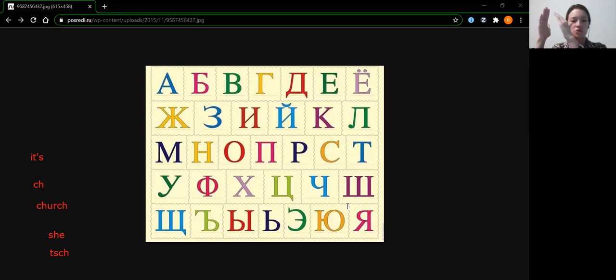So when you say sh, your tongue is somewhere here. And when you say the Russian one, your tongue is moving down again. You just say sh, how you say it, and then move your tongue down. I hope you can feel this difference physically.